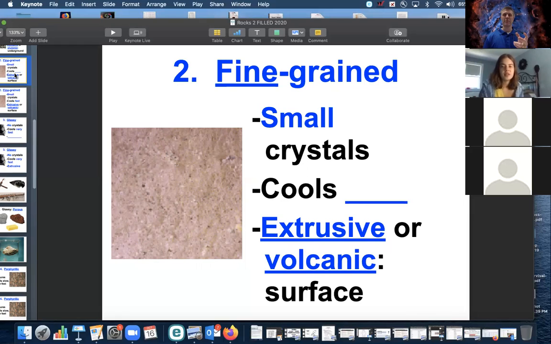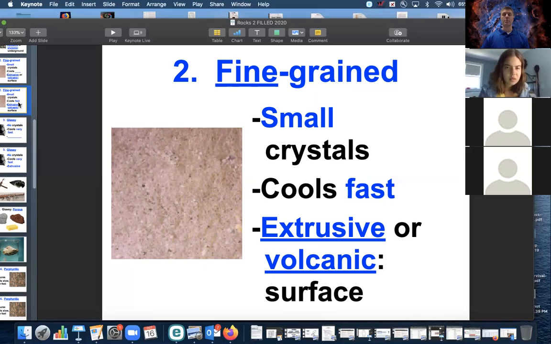If you turn it, there might be a little sparkle or something you might see, but it's all pretty much going to look to be the same color. So when you can determine that it's fine grained and it has these small crystals, we know that it cools fast. It has a much faster cooling rate, because again, if it takes a long time to cool down, you have big crystals. If it takes a short period of time to cool down, you're going to have small crystals.